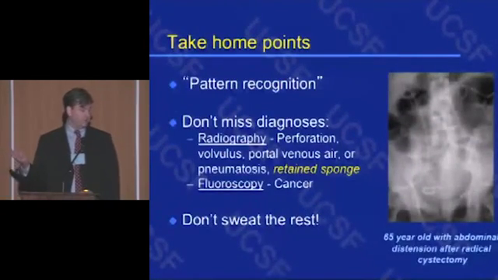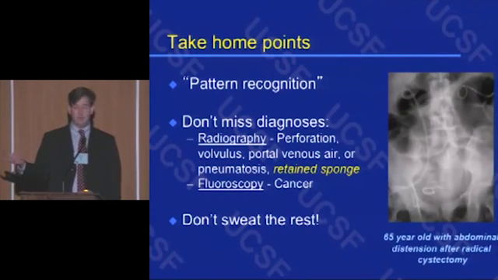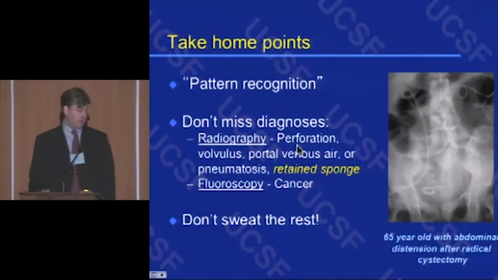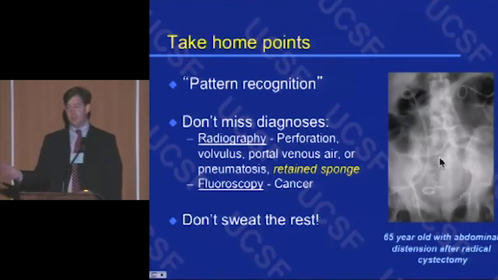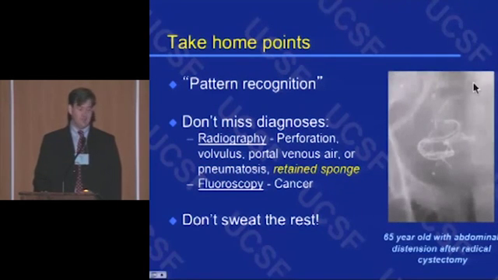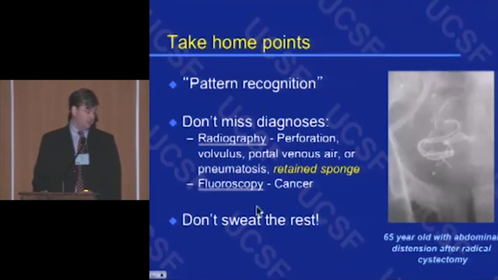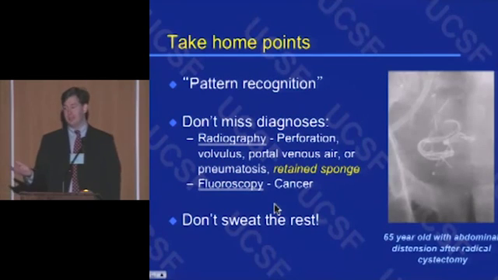Some take-home points before we move on to the questions. Pattern recognition. It's all about pattern recognition. Don't miss perforation, volvulus, portal venous air, pneumatosis, or lastly, if you're looking at a postoperative film, always worry about the retained sponge. With fluoroscopy, always worry about cancer. Always have that in the back of your mind. If you see something you're not sure about, endoscopy is always the safe option.